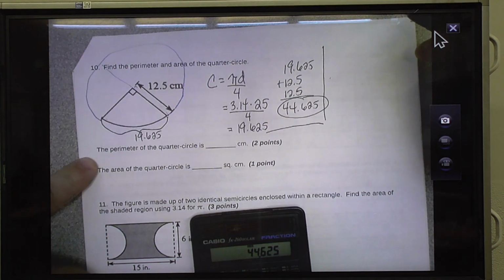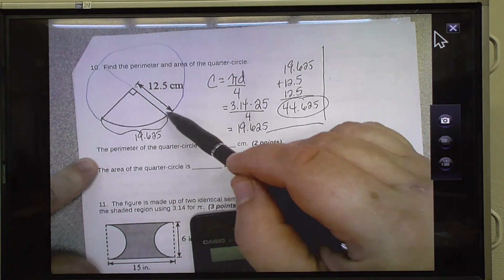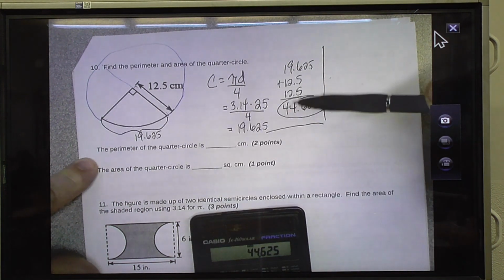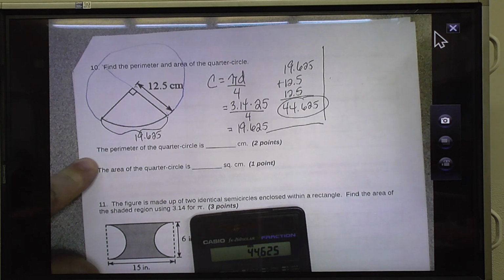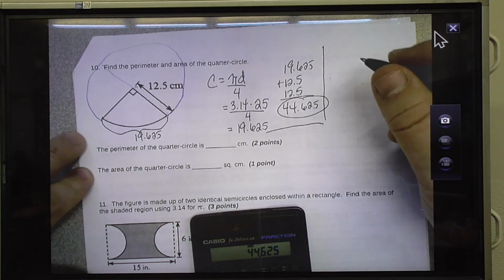They've got to add those two together. Nope, we just added all of them together. We added this side plus that side. That's our answer. That's our perimeter. I drew my little box, I drew my little lines right there to separate my area now. Now I've got to find the area of a quarter circle.